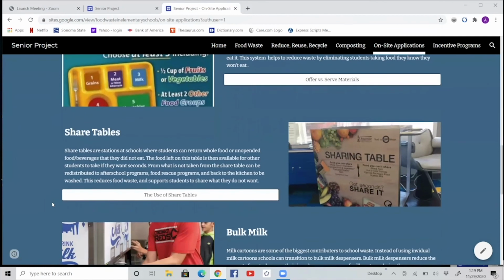Second is called Share Tables. These are stations where students can return whole food or unopened food and beverages that they don't want, and then other students have the opportunity to grab that food from the table if they are hungry.